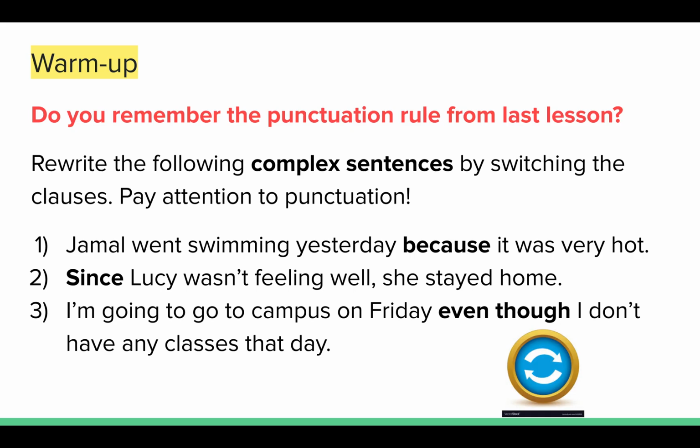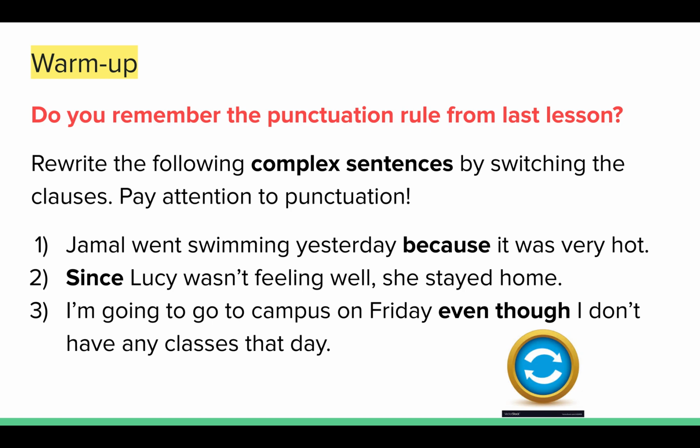Let's start with a warm-up. What do you remember about the punctuation rule from last lesson? I have 3 sentences here, and I'd like you to rewrite these complex sentences by switching the clauses. What do I mean by switching the clauses? Well, if the independent clause is first and the dependent clause is second, I'd like you to switch those 2 clauses so that the dependent clause is first and the independent clause is second.